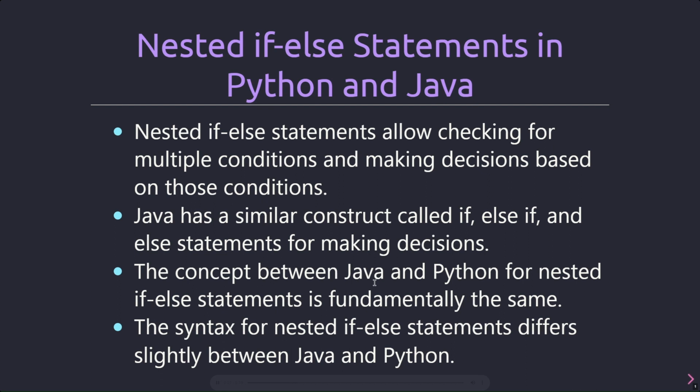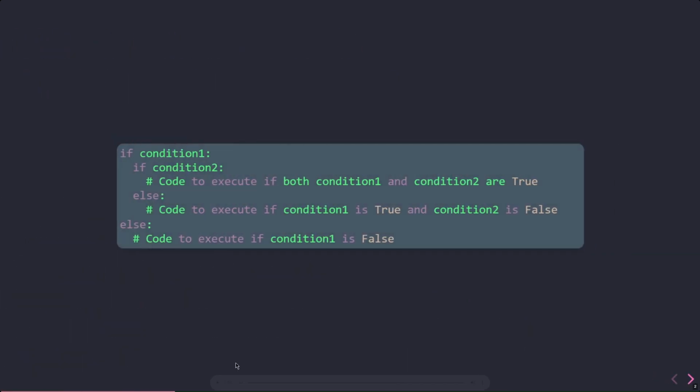Today we're delving into the concept of nested if-else statements, a fundamental structure used in programming to make complex decisions based on numerous conditions. This construct is common across many programming languages including Python and Java. The essence of how we use these statements remains consistent. We evaluate conditions and decide the flow of execution. However, the syntax has its nuances across different languages.